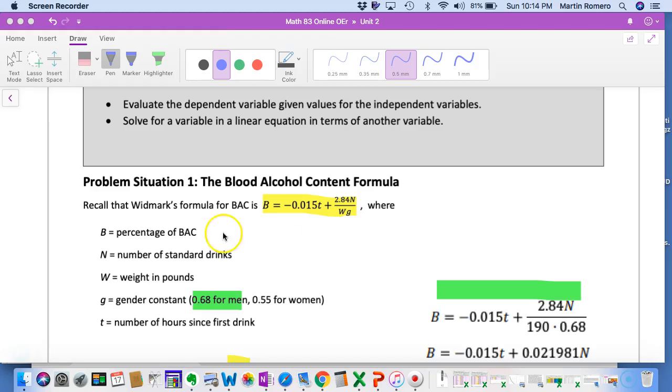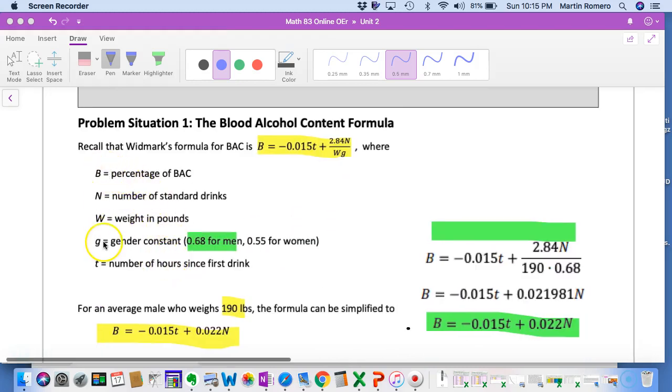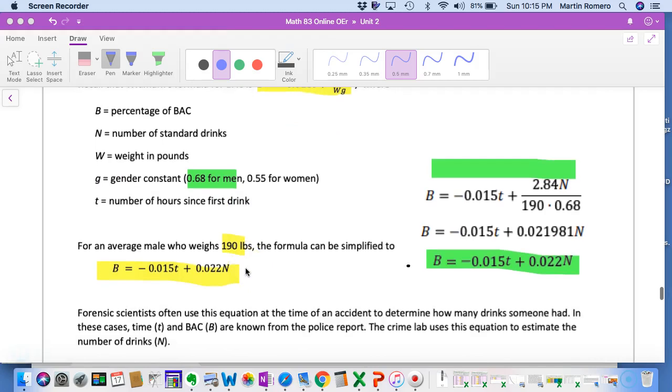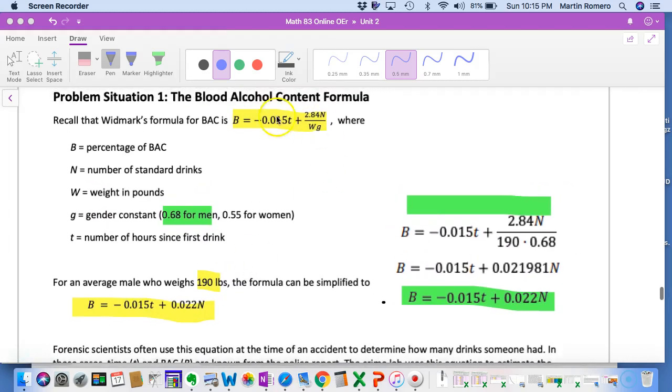And this here's the first one, the blood alcohol content. We're looking at B equals negative 0.015 T plus 2.84 N over WG. It looks very complicated. The thing is, we have to know what these variables represent. So in this first situation, we have this equation for blood alcohol content, and then we look at a specific situation, the equation for a male who is 190 pounds.